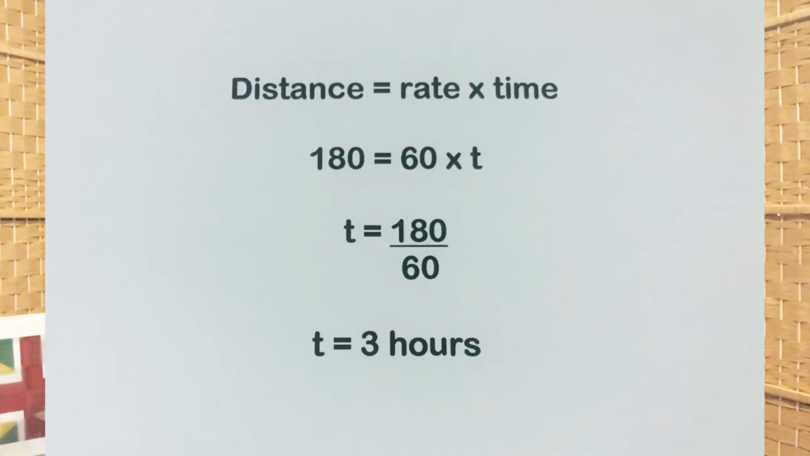Of course, how long it takes to get to their cottage could also be found by using the formula distance equals rate times time. So you would say 180 equals 60 times t, because t is what we're trying to find out, which will still end up with you dividing 180 over 60, which would still give you t equals 3 hours.